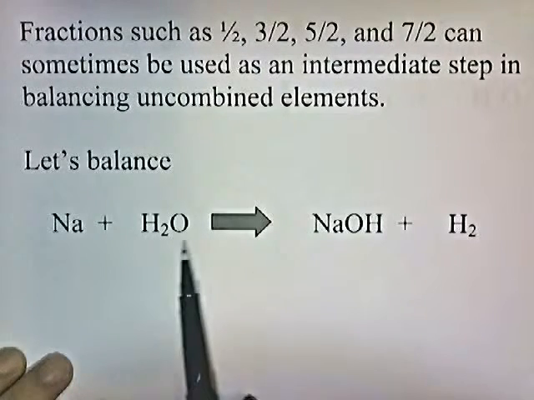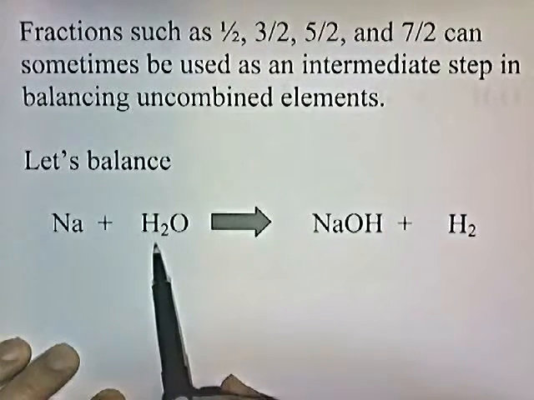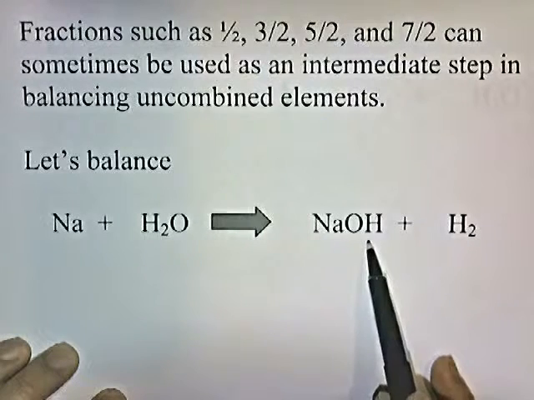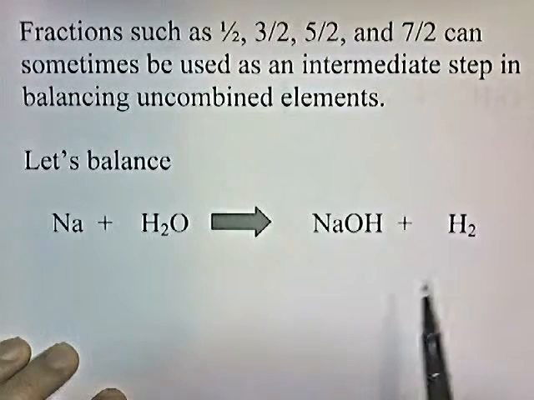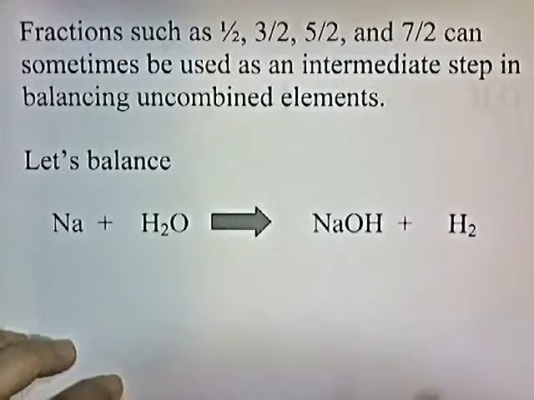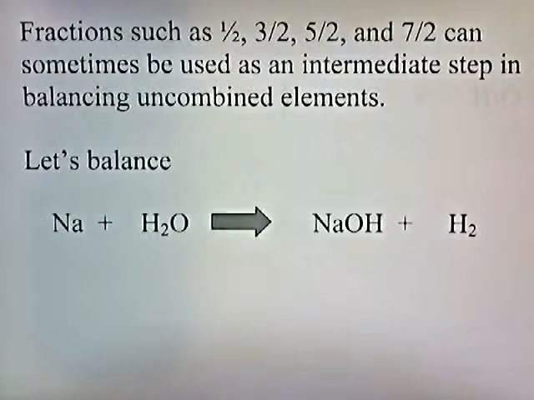But we have 2 hydrogens right here, and then 3 hydrogens right here. See, there's a hydrogen here, 1 hydrogen plus 2 hydrogens. So 3 hydrogens here, 2 hydrogens here. Hydrogens aren't balanced, but the sodiums and the oxygens are. How can we balance the hydrogens without messing up the sodium and oxygen atoms, which are already balanced?